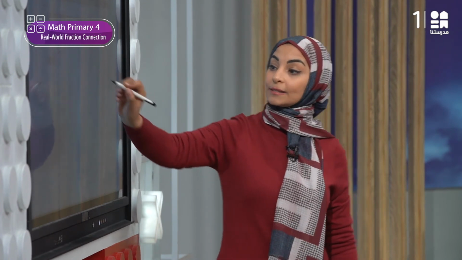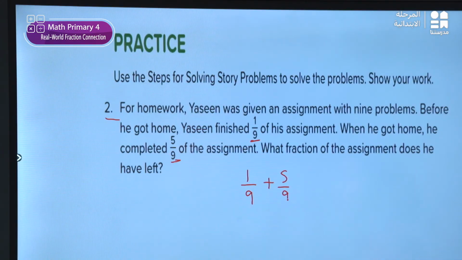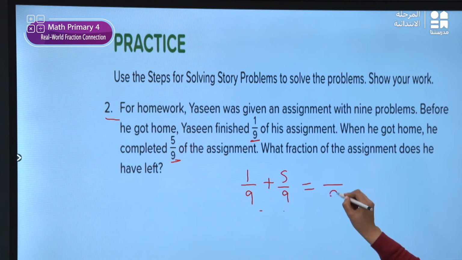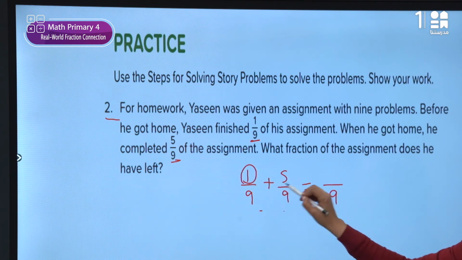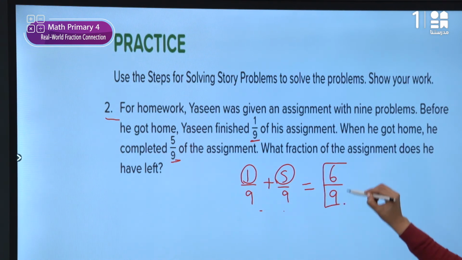So I will add 1 over 9 plus 5 over 9. The answer will be what? Yes, I will keep the denominator as it is and I will only add the numerators. 5 plus 1 equals 6. So all that Yasin solved is 6 out of 9.